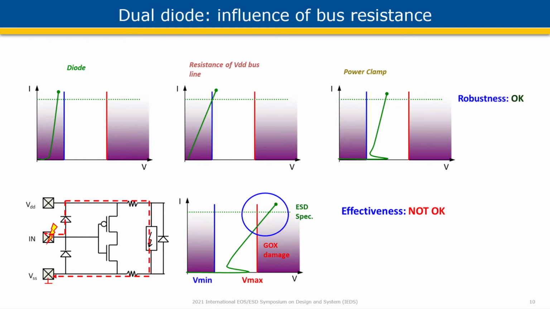If we consider each item individually, this is the top part of the slide, we realize that they perform within spec and can withstand the required amount of ESD current. However, when we combine all three of them, we notice that it is not possible to withstand the required ESD current without exceeding the critical voltage. What this means is that a dual diode ESD protection scheme will damage the thin oxide transistors.